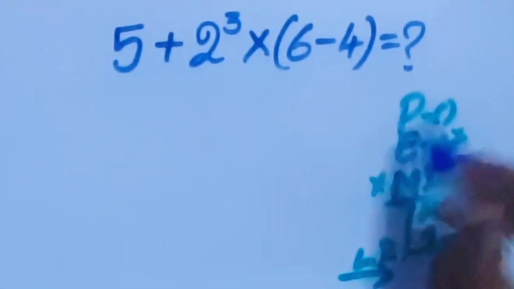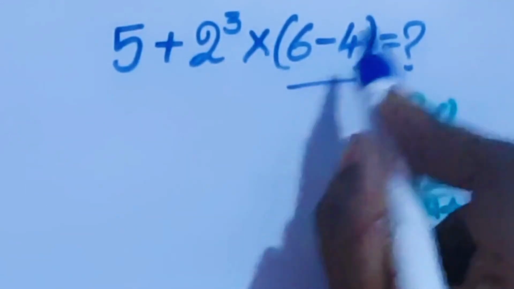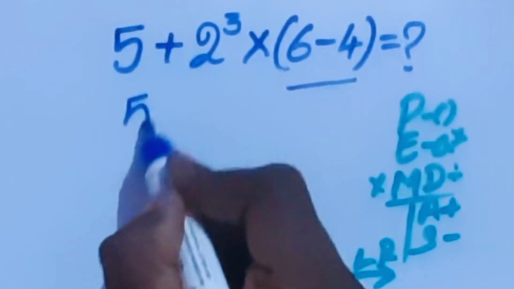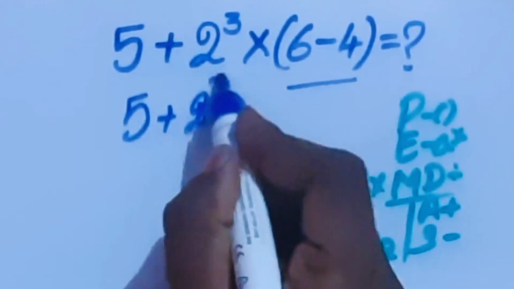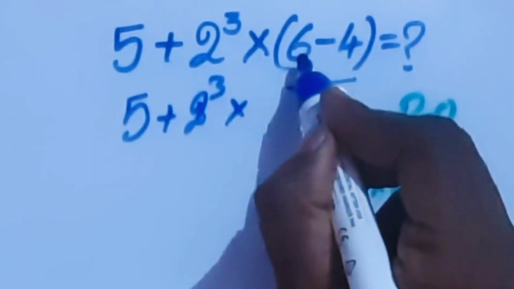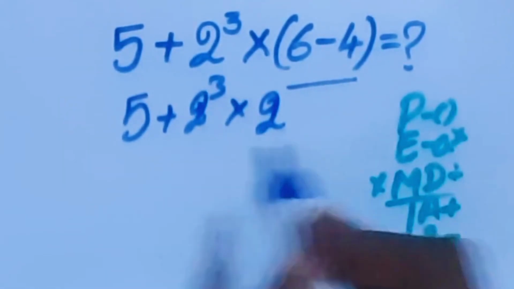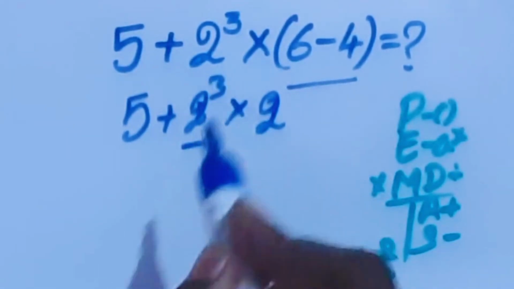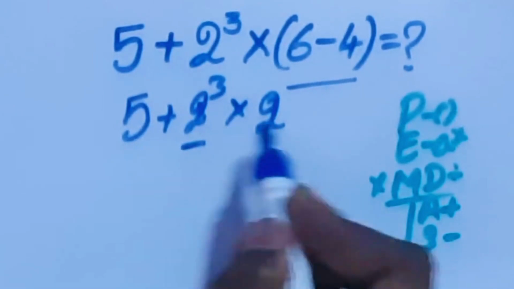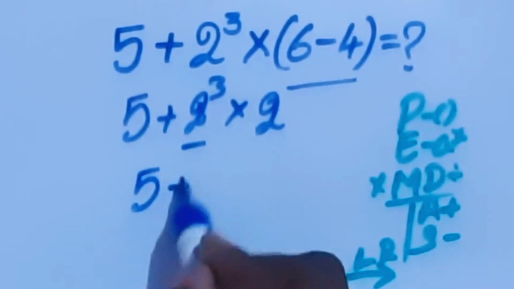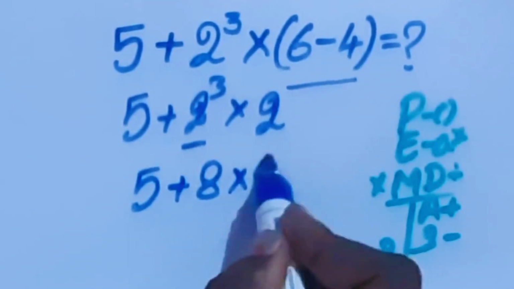Here, as per this order of operations PEMDAS, the bracket is higher priority. So we have to do this bracket before this operation here. 5 plus 2 power 3 times, inside the bracket we have 6 minus 4 is 2. Next priority is exponent. We have the exponent here, 2 power 3. So we have to do this 2 power 3 before this operation here. 5 plus 2 power 3 is 8 times 2.